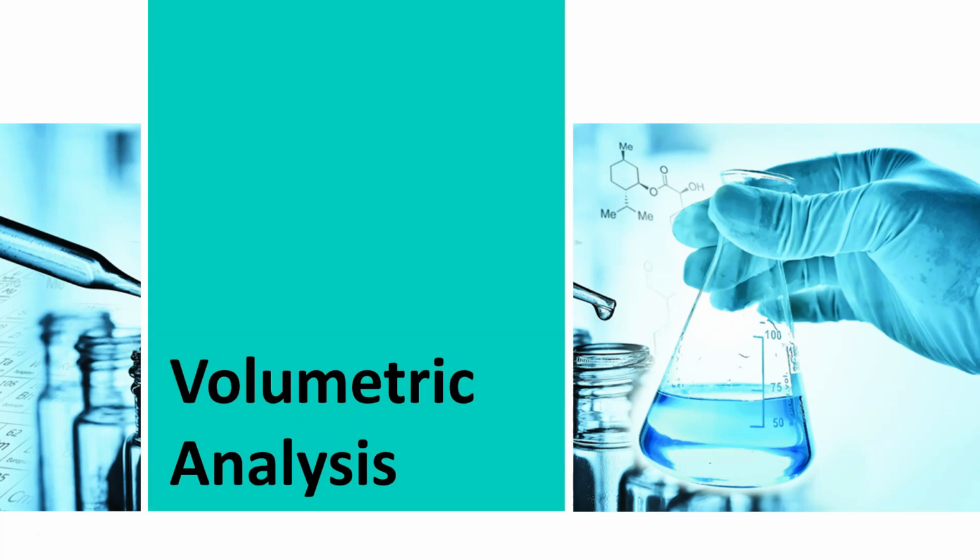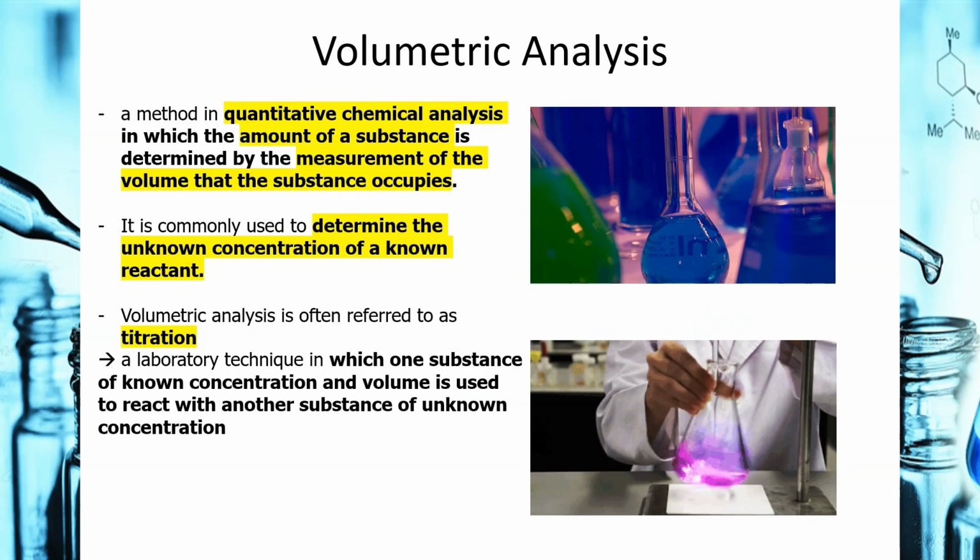Now, we move to the second subtopic for this chapter, which is volumetric analysis. Volumetric analysis is a method in quantitative chemical analysis in which the amount of a substance is determined by the measurement of the volume that the substance occupies. It is commonly used to determine the unknown concentration of a known reactant. Volumetric analysis is often referred to as the titration technique.